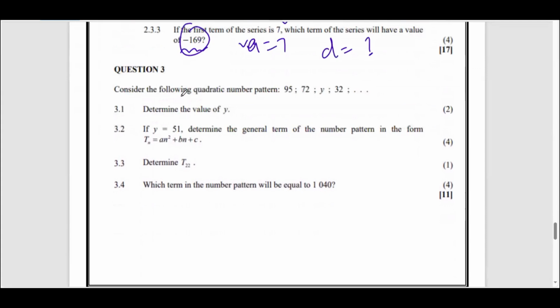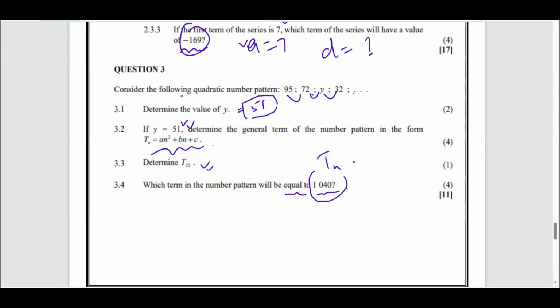Question number 3. Consider the following quadratic. Determine the value of y. Okay, so just follow the basics of getting the differences and then equate the second differences. You should be able to get y as a 51, just the way they're telling us here. Then they want us to get the general term that we've done several times. Just do your 2a, 3a plus b, and the c, and so on and so forth. Then determine T22, where there is n, we're going to replace it with a 22. And then which term will have a value of this? So this is your Tn equated to the quadratic.